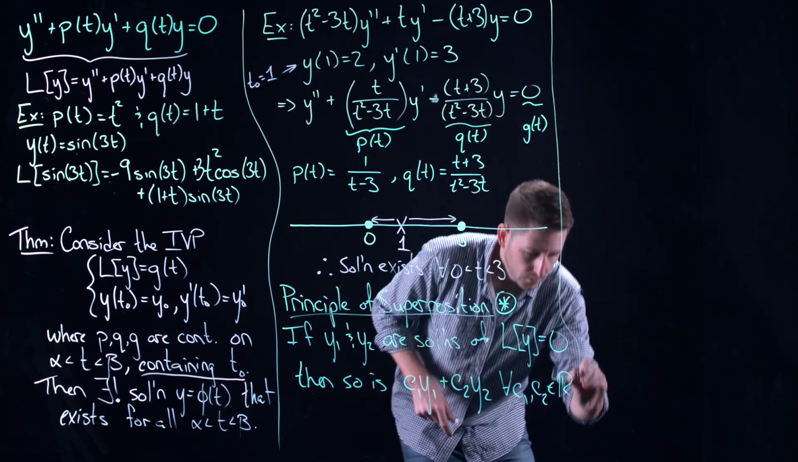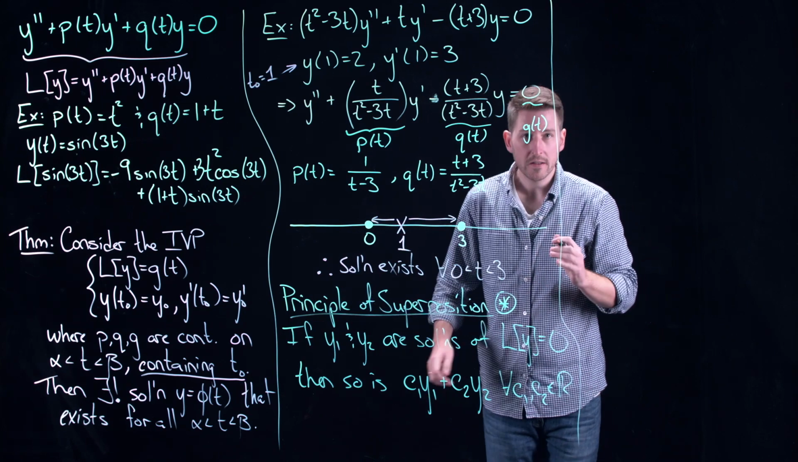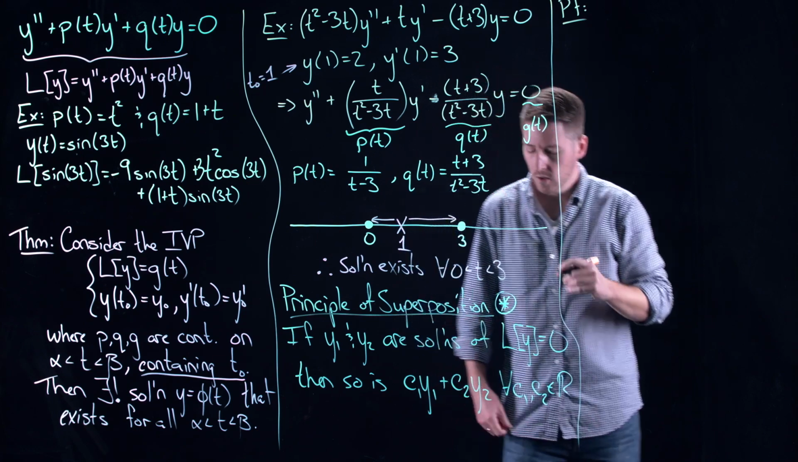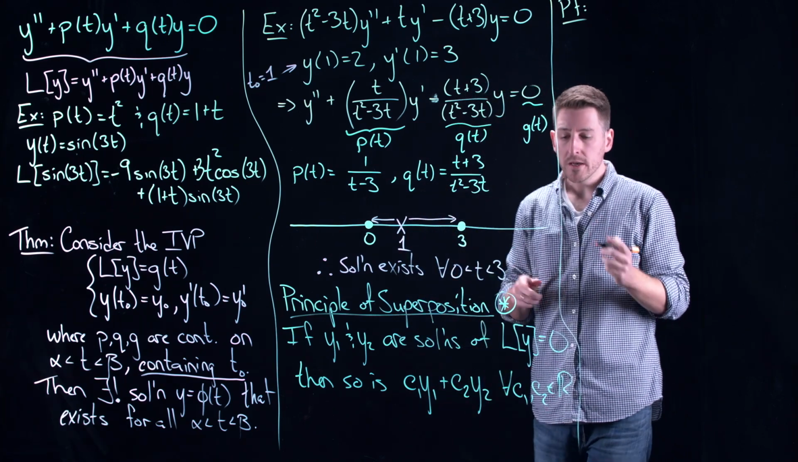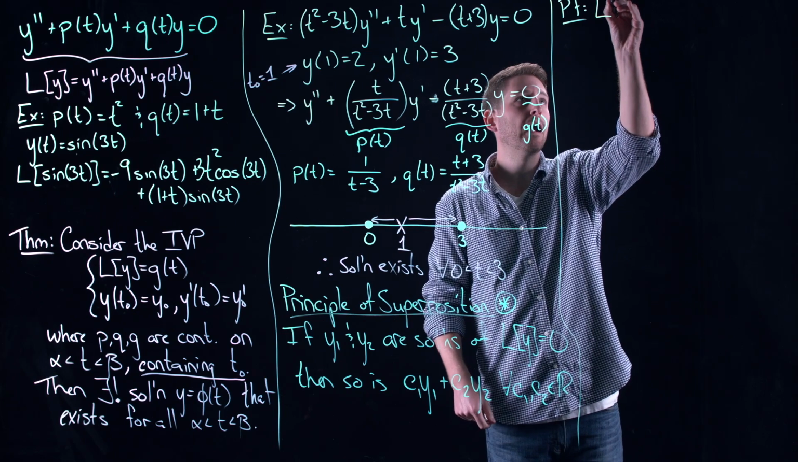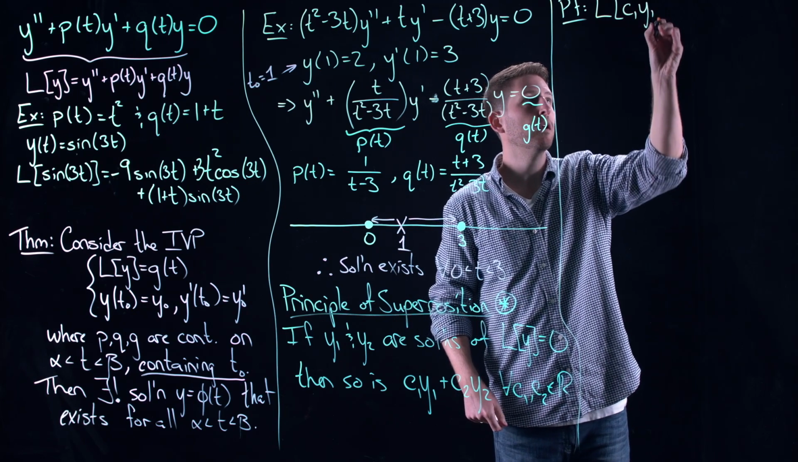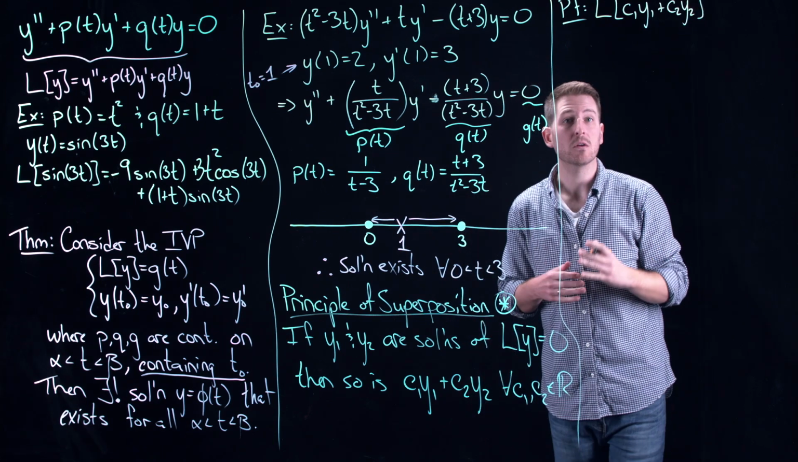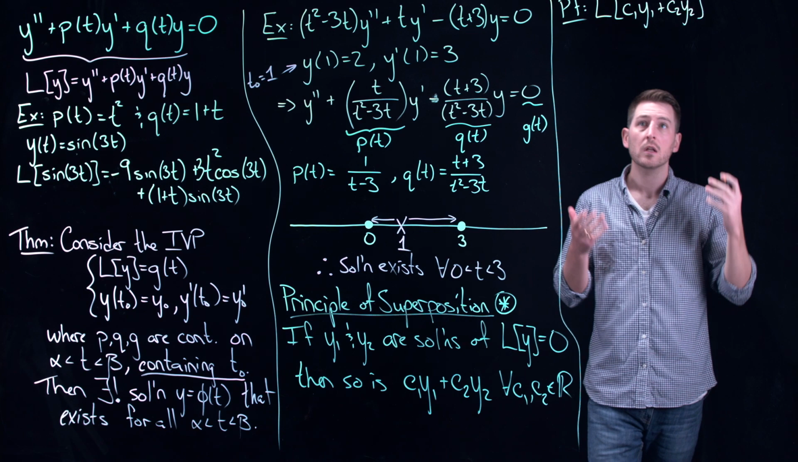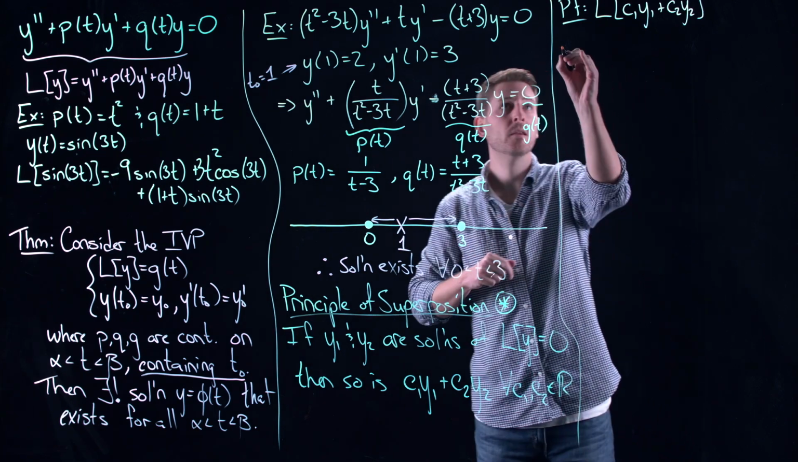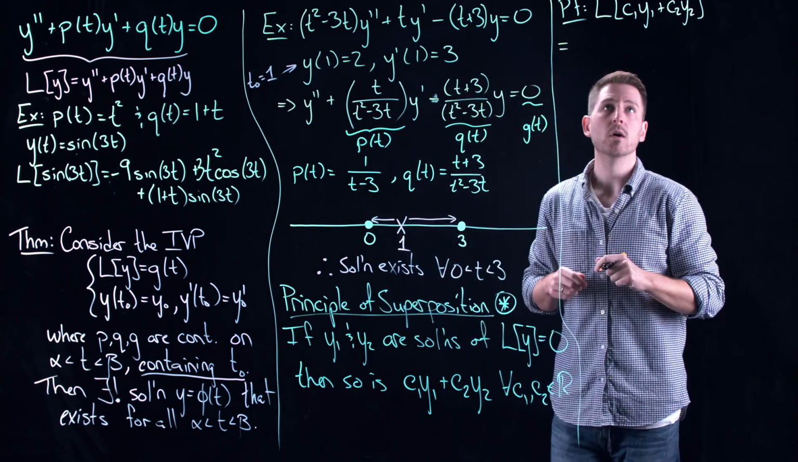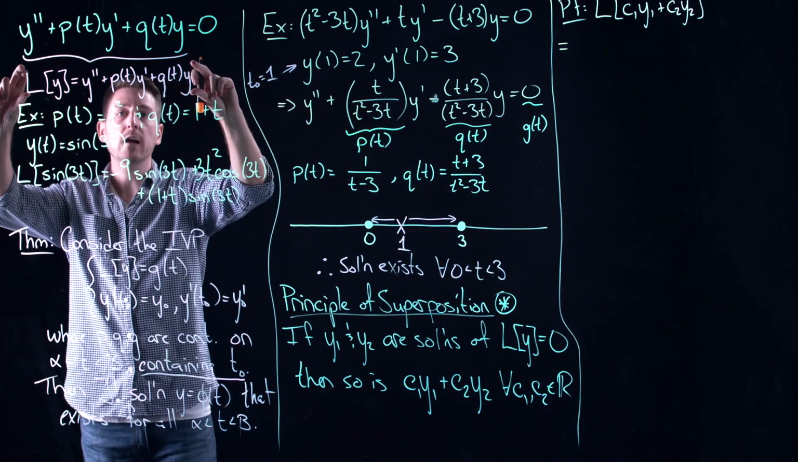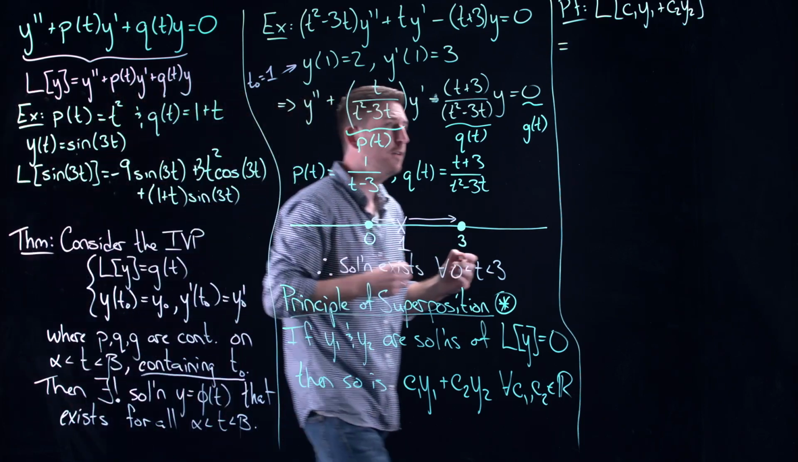So this is actually a fairly easy thing to prove. So let's actually do the proof so that we can really understand what's going on here. Basically what I want to show is that L of C1 y1 plus C2 y2 is equal to 0. So let's write it out. If I write L of C1 y1 plus C2 y2, I have a definition for L right here. So let's put it in.